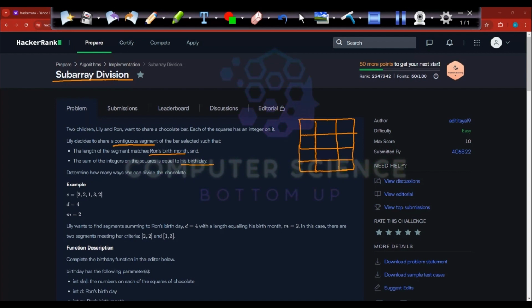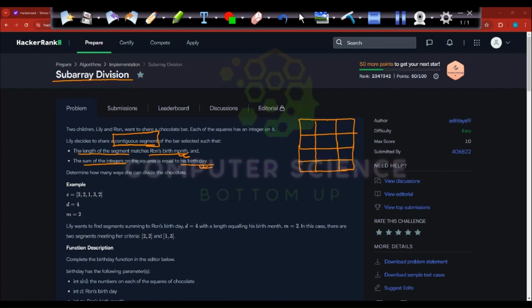So there are three things to look at here. One is contiguous segment, birth month, birthday. Okay. So length of the segment means what? Length of the segment means in that contiguous segment how many squares are there. That will be the length of the segment. And every square will have integers on it. So when you do the sum of those integers, that sum has to be equal to birthday. And the length of the segment has to be equal to the birth month.